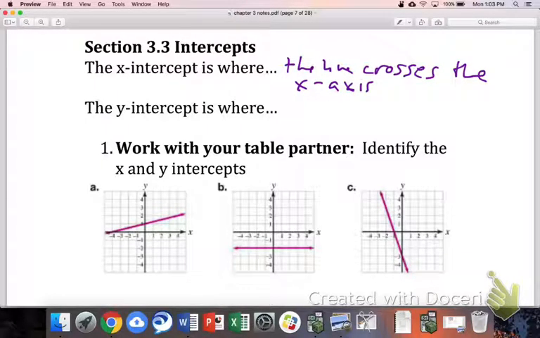x-axis. I like it. So then, based on Will's good thought process there, what would you guys guess the y-intercept is? It is where? Yeah, the line crosses the y-axis. So let's fill those in.